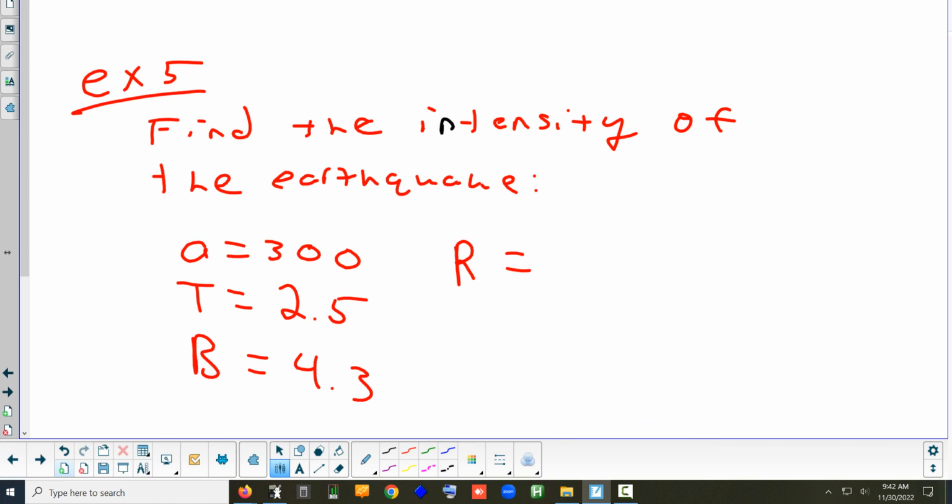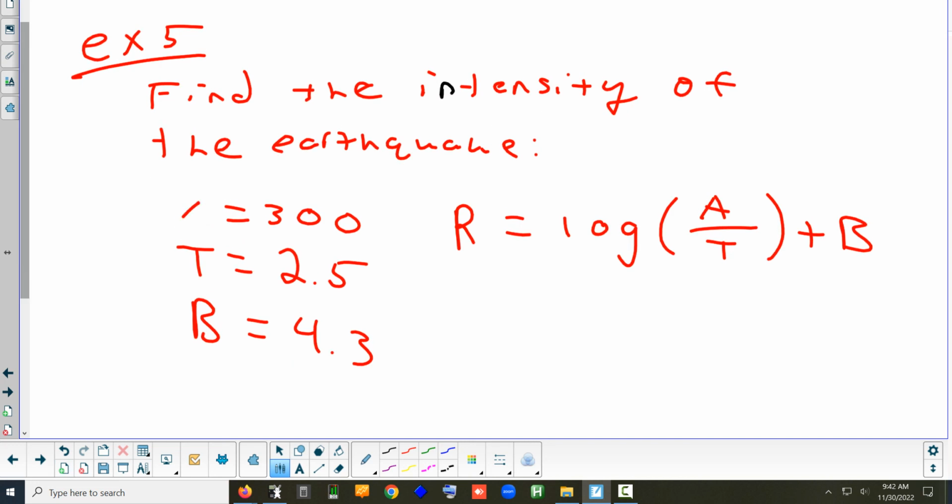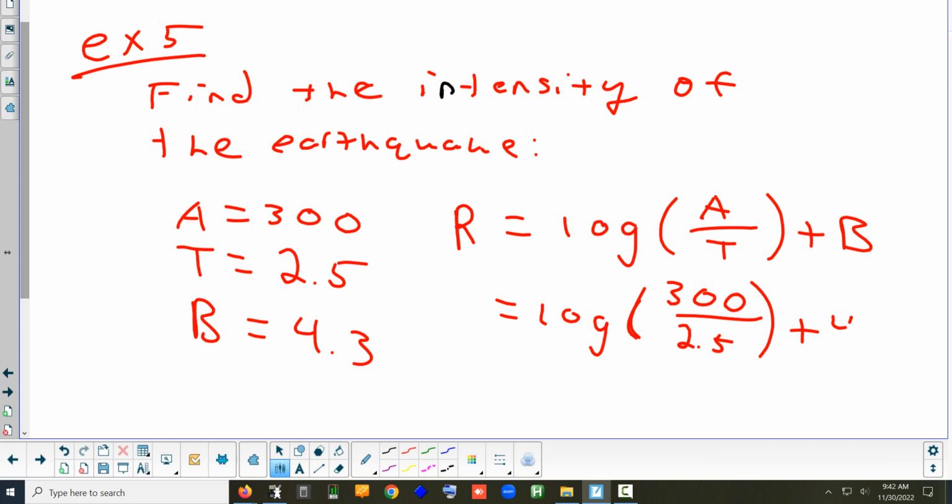All right. Can someone remind me what's the formula again? R equals log of A divided by T, plus B. I don't know why the book used capitals on this problem. That doesn't matter. I'll just make them all capitals. Okay, so fill it all in. So log of 300 divided by, what am I going to divide by in this case? Yep, 2.5, plus 4.3. Okay. So all that data would be measured somehow by some equipment. We'll plug that in and we'll see what the intensity is.